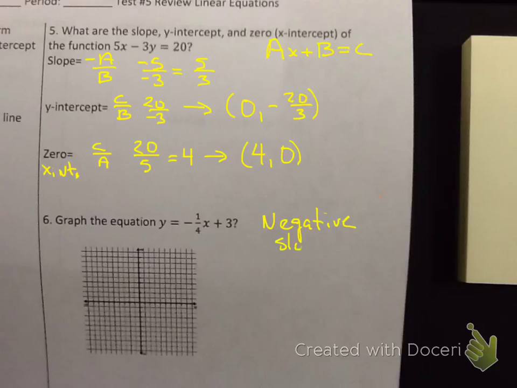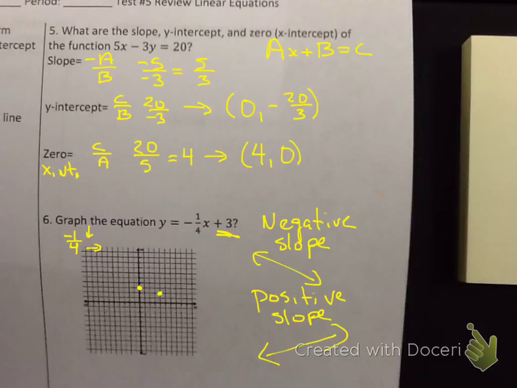Keep in mind when you graph equations, a negative slope goes down and a positive slope goes up. So you've got to make sure that you go through all this just like that, and start with the number after the x. So that starts at 3 on the y, and then you're going to go down 1, 4 to the right, and there's your line. And there you go. That's it.